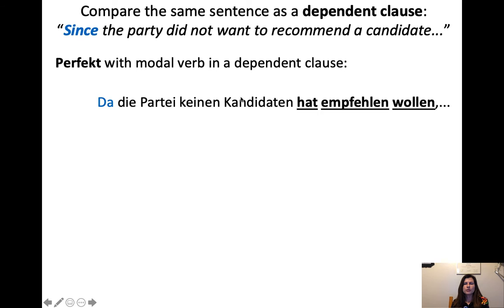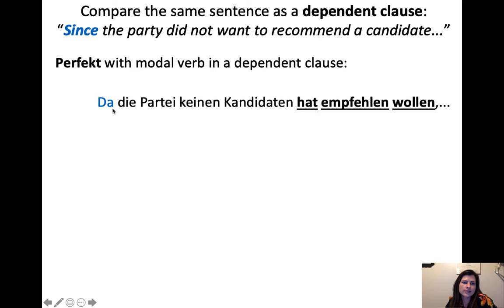So compare, we're going to now take that same sentence we were just doing, but make it into a dependent clause. And you know the thing about dependent clauses is that they're verb kickers. So the verb needs to be kicked to the end, but we already have two verbs at the end. So now we have three verbs at the end, and we need to learn the order that those go in. So perfect with a modal verb in a dependent clause goes da, since is da, that's going to be our subordinating conjunction, since the party did not want to recommend a candidate.